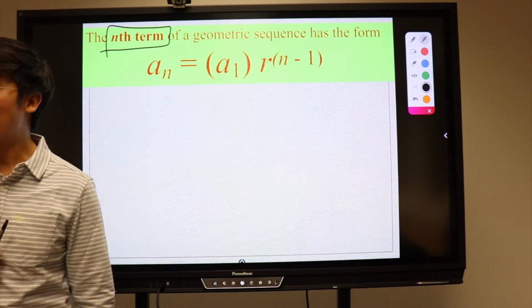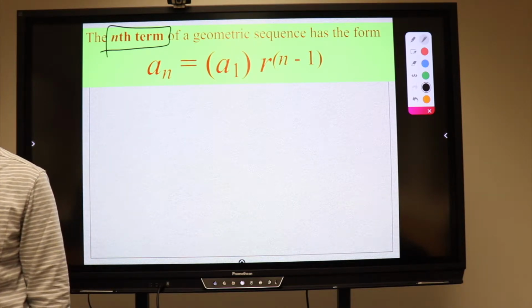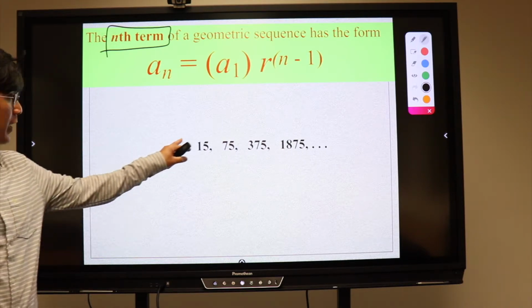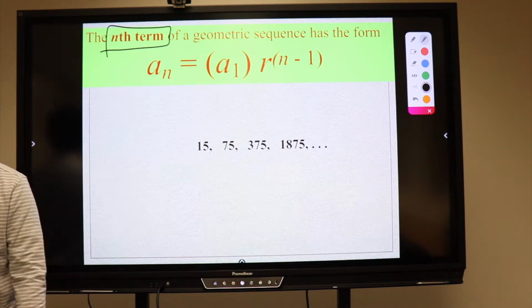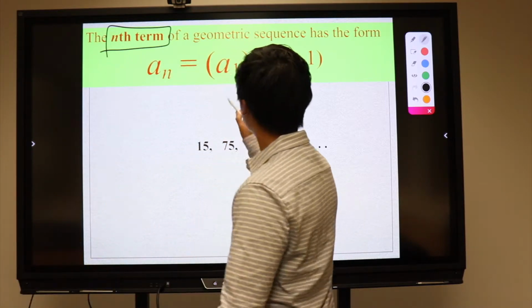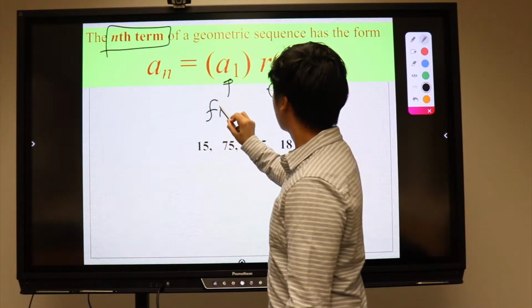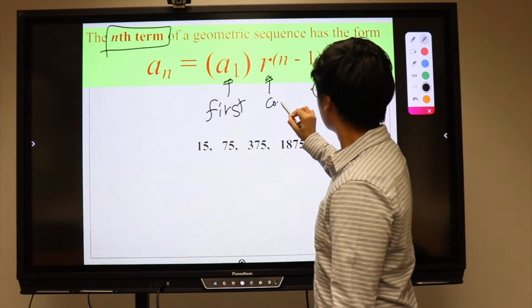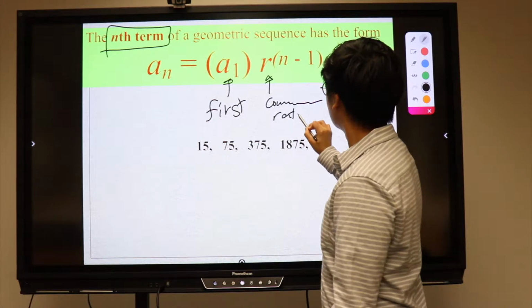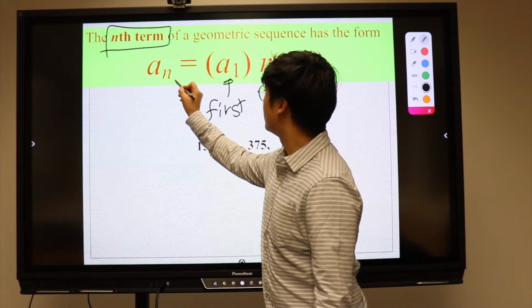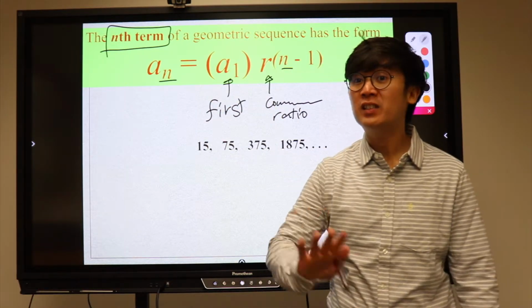Now, we're going to find the nth term. And when we're looking for the nth term, we're looking for the formula, right? The formula for this sequence is this. You're given the sequence and you need to find the formula for the sequence. And how are we going to write the formula? We need the first term and the common ratio. That's all we need to figure out. Why? Because the n will stay the same.